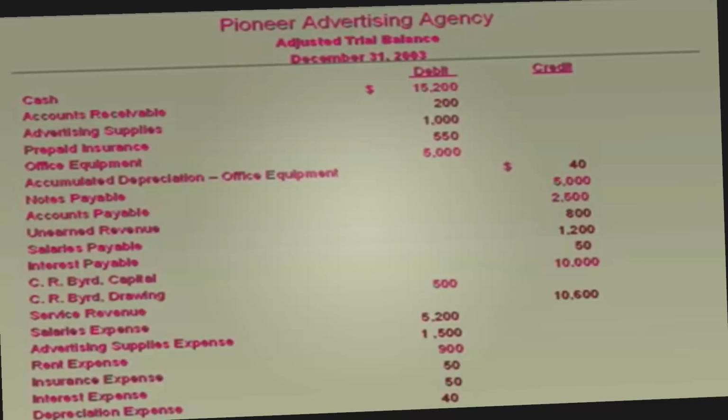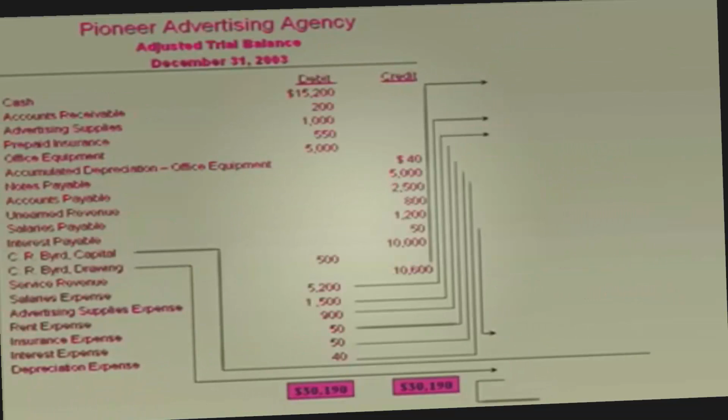So stop right now. I taught you how to do an income statement. I taught you how to do a statement of owner's equity. And we studied how to do a balance sheet. So you have the adjusted trial balance. Stop right now. Do it. And when you're done, you'll get the answers. Are you done? Here it comes.